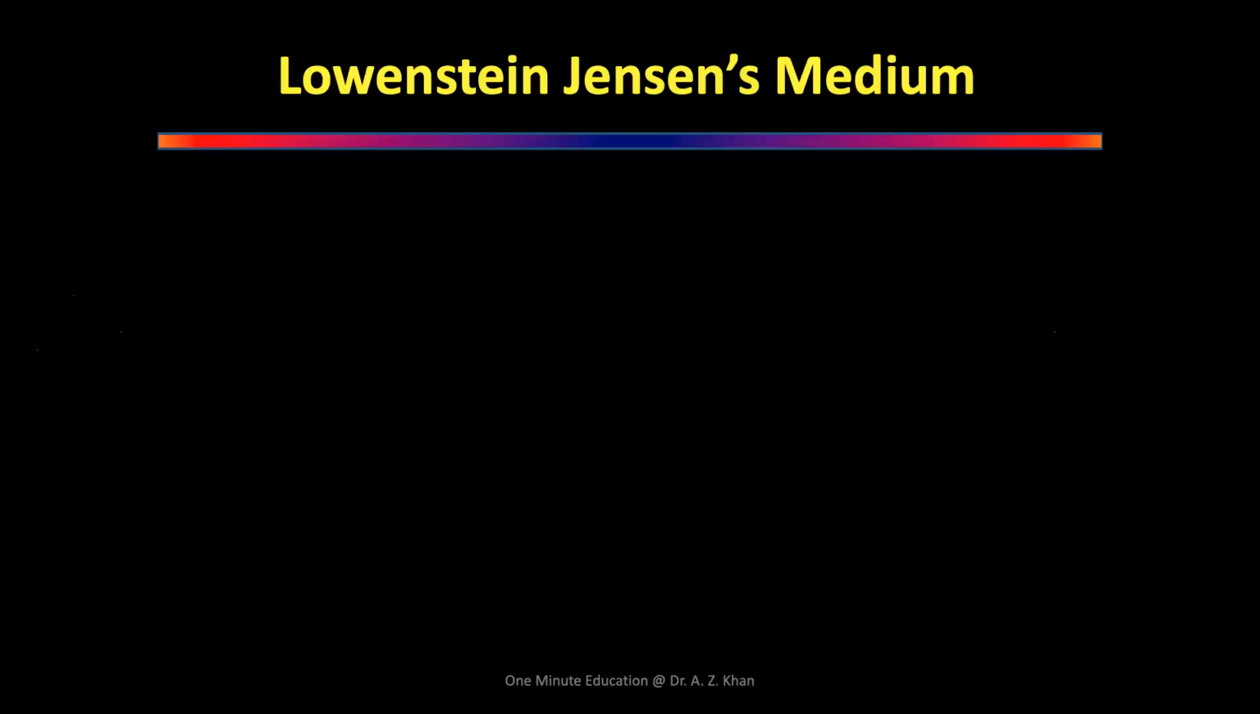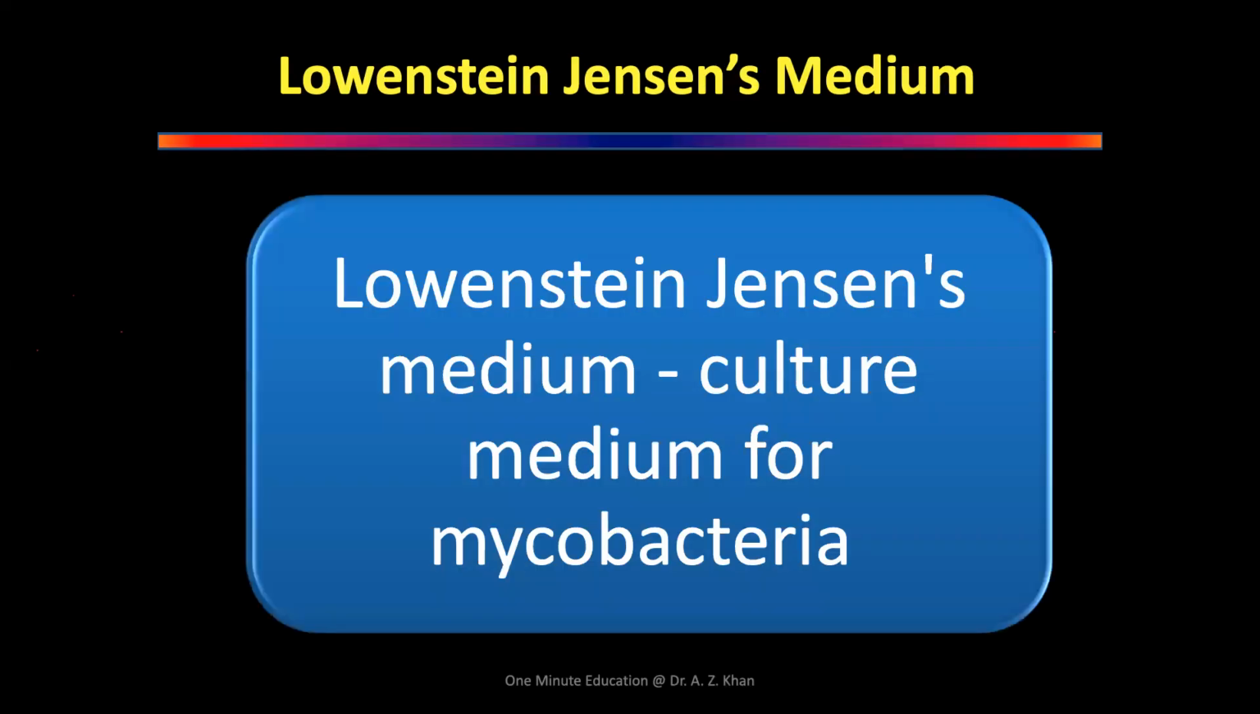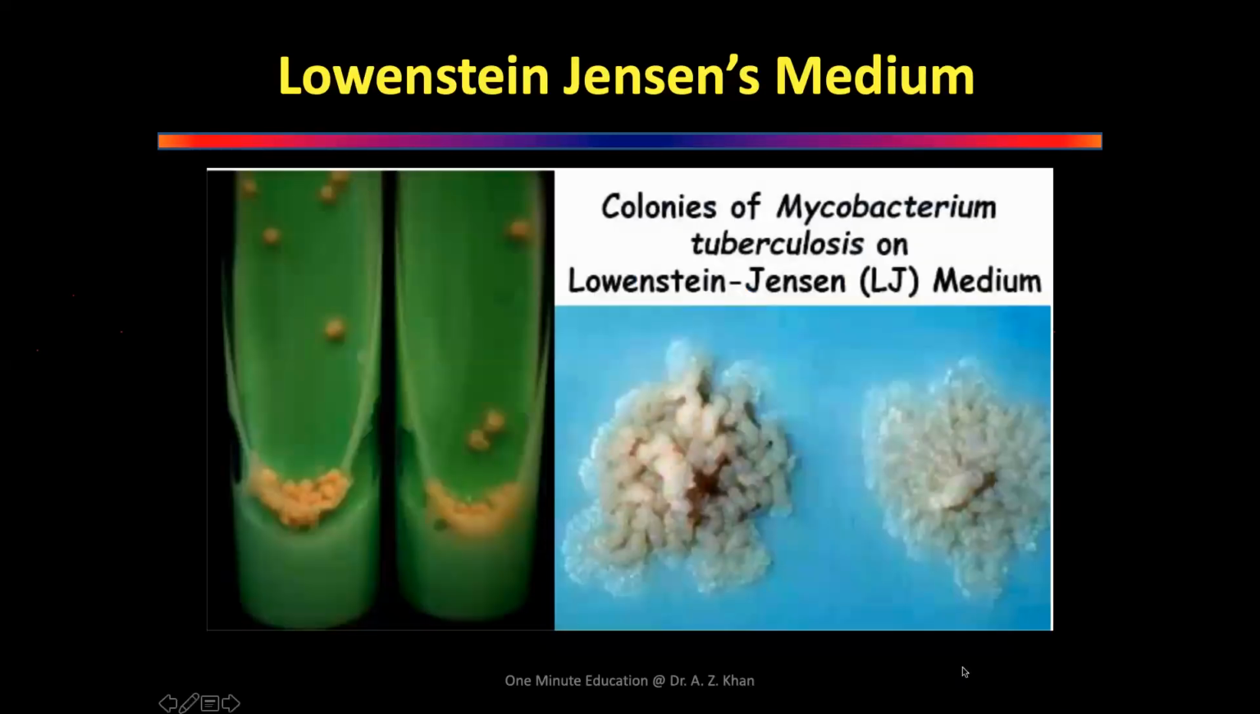What is Lowenstein-Jensen's medium and in which disease do you use it? Yes, sir. Okay. It's a culture medium for mycobacterium. And this is how the colony is formed. So it is a greenish, bluish looking colony. And this is how the colonies are formed. This is how they look. So sometimes in the MCQ, you might get a flash picture of this, for an LJ medium with mycobacterium colony.